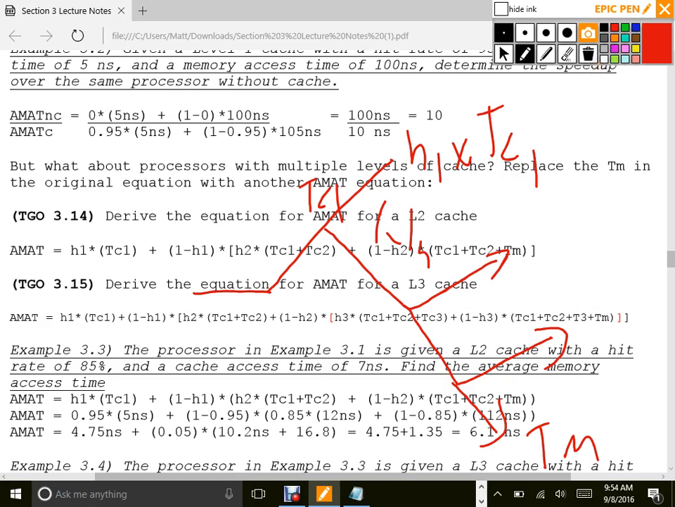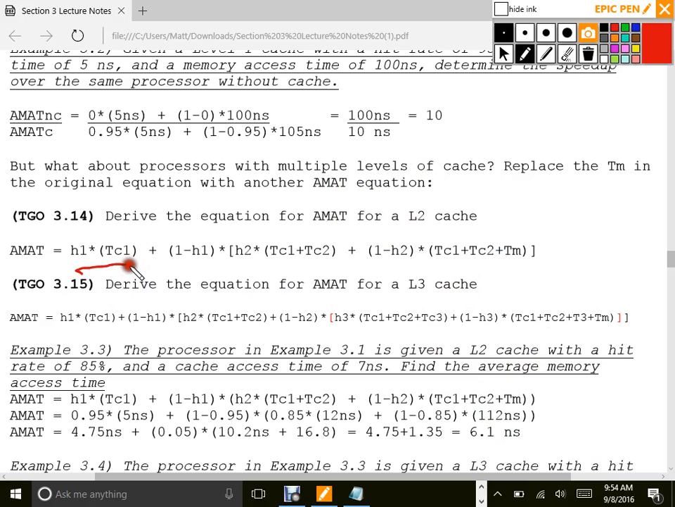So our first branch, what happens when we hit in level 1? Hit level 1 times the cache time 1, right? Plus 1 minus hit 1. And as you can see, this is completely bracketed. That means you would not be able to access any of that, right, unless you had a level 1 miss.